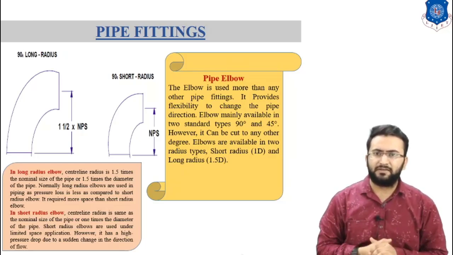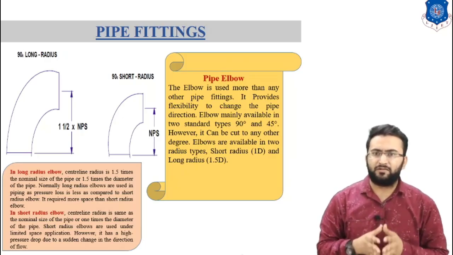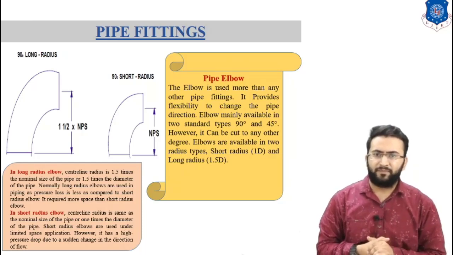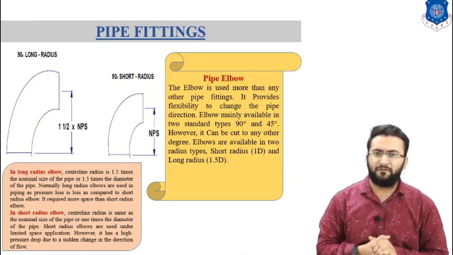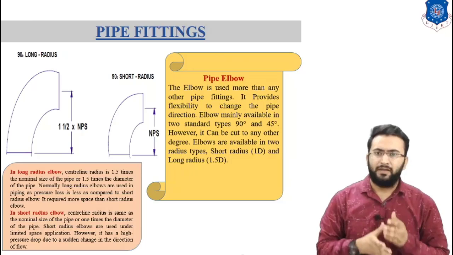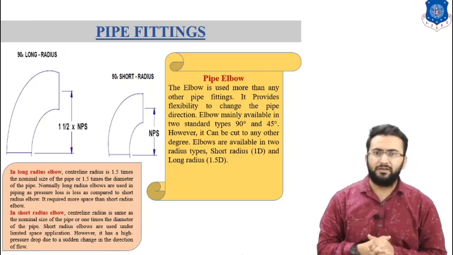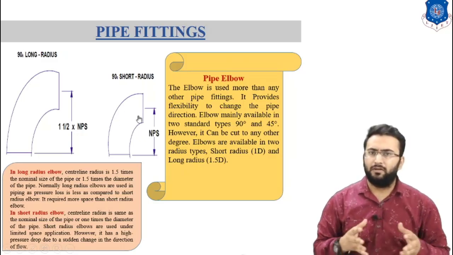In short radius elbow, center line radius is the same as nominal size of pipe, or we can say 1 times the diameter of the pipe. Short radius elbows are used in applications with limited space. However, it has high pressure drop due to the sudden change in direction of flow. So this is long radius elbow and this is short radius elbow. So this is all about the elbow.